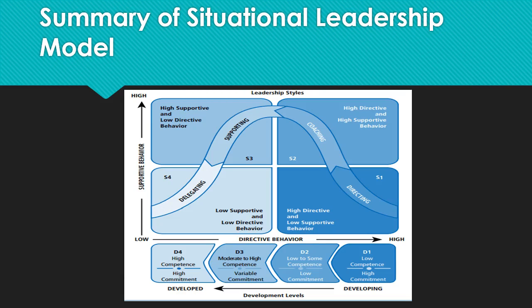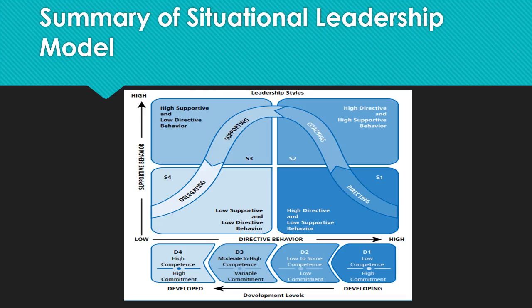We have also learned about a second aspect of the model, that is the development level of the followers. If followers are at D1 level, which is where they have low competence and high commitment, a leader who is of the directing kind can be a good fit for such followers. If followers are at the D2 level, where they have low to some competence and low commitment, a leader who is of the coaching kind can be a good fit for such followers.